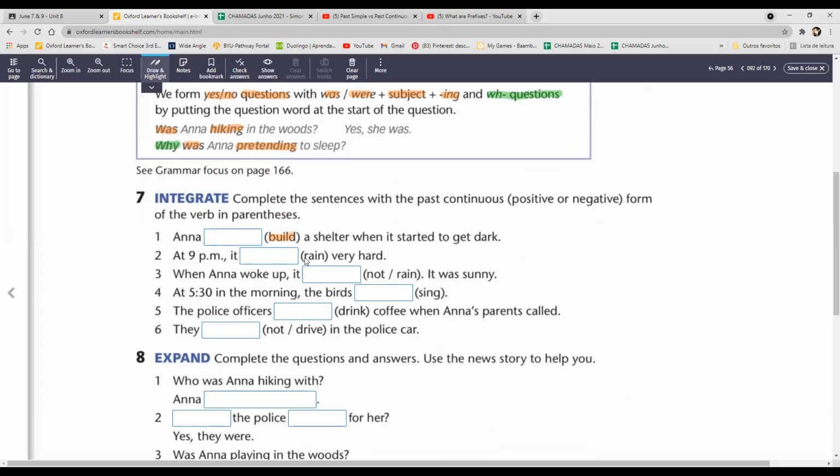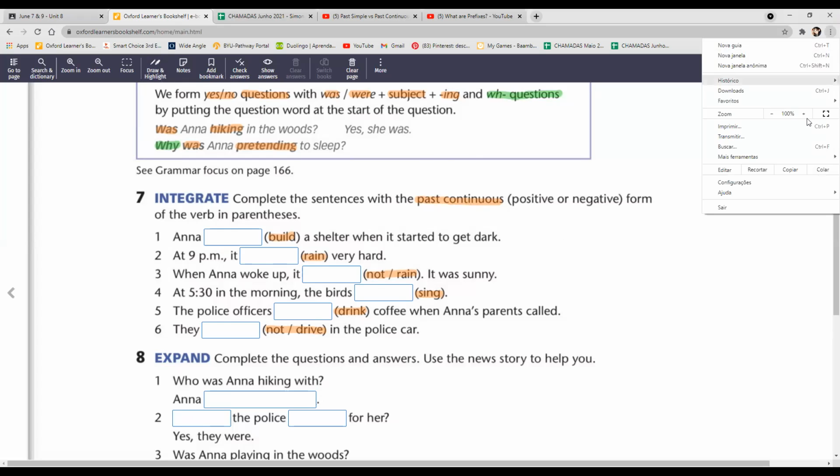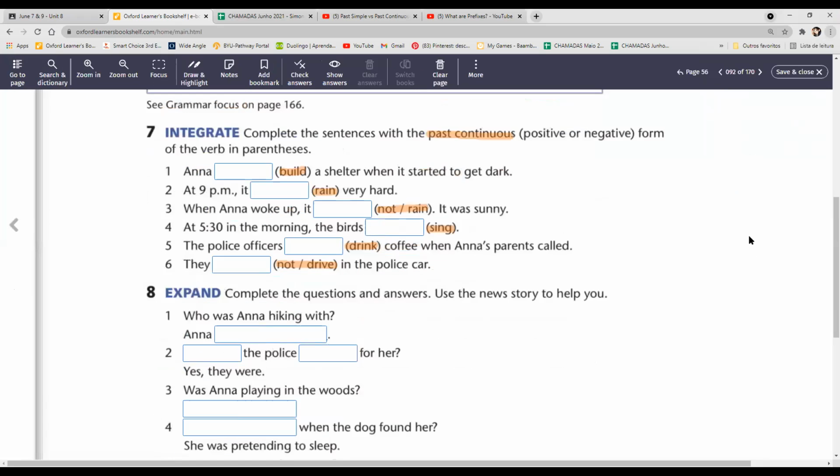Let's see: build, rain, not rain, sing, drink, not drive, okay? And we have to use in this exercise only the past continuous. This is what they want, okay? Positive or negative. Okay, so let's see there. The first one.